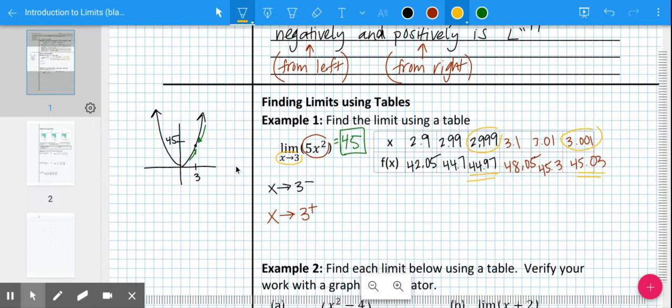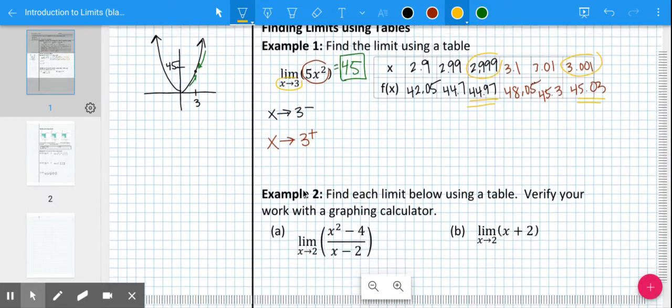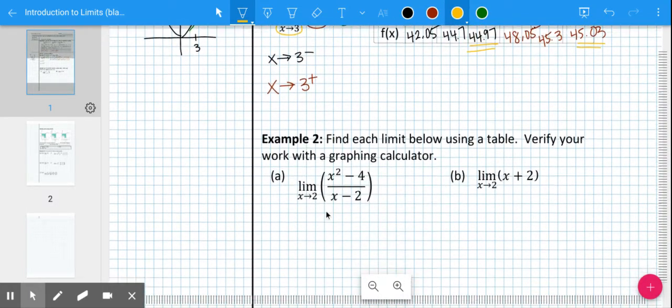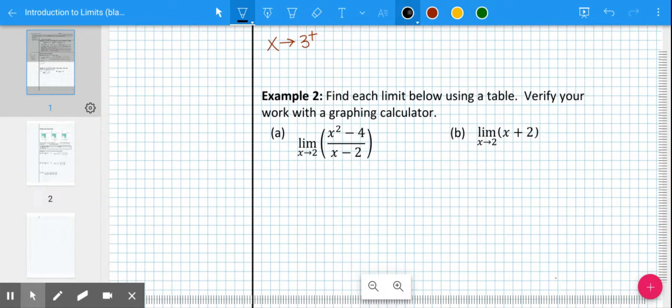Let's try another one. Example 2, find each limit below using a table. Verify your work with a graphing calculator. So we're going to set up an XY table.